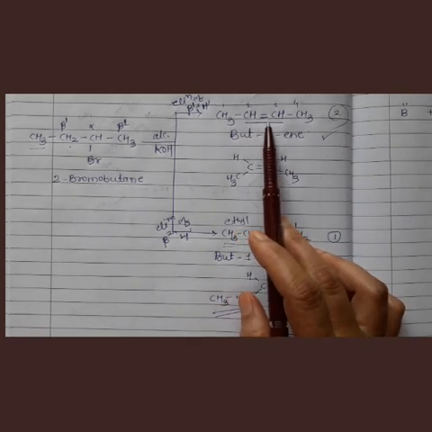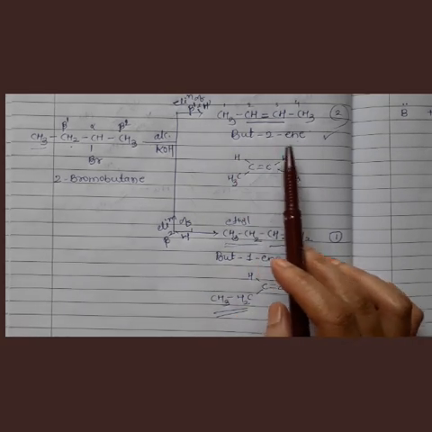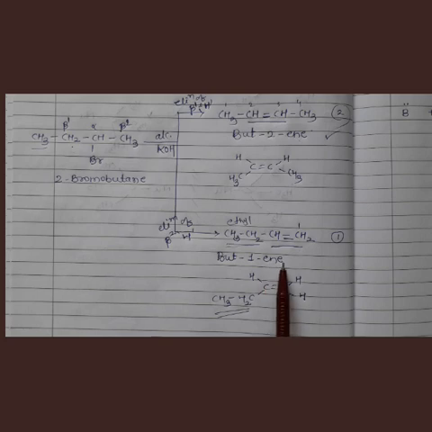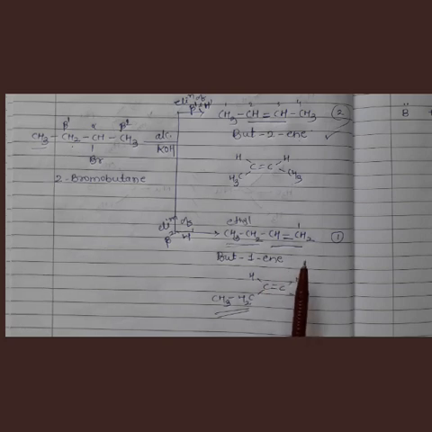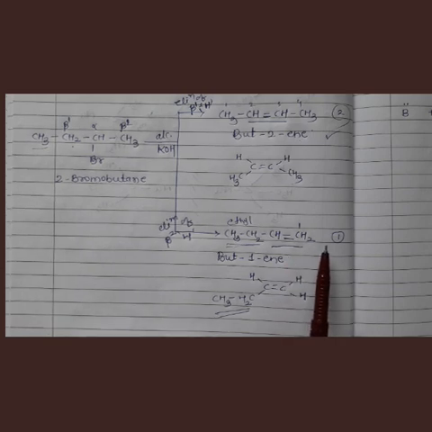See the position of double bond. Here second position double bond is there and here first position double bond is there. So this is but-2-ene and this is but-1-ene. Understand? Now we have to find out which product is most preferable product or major product.